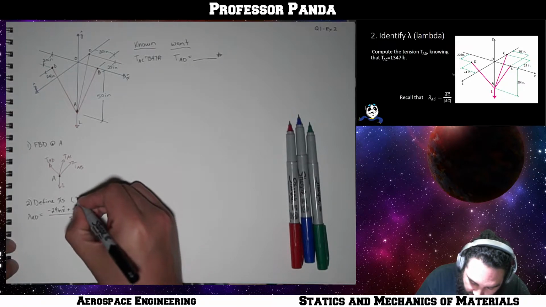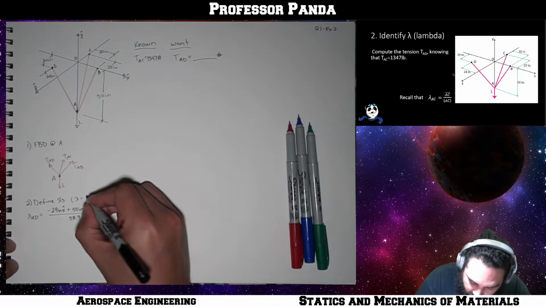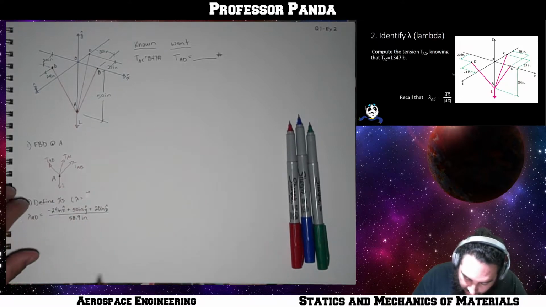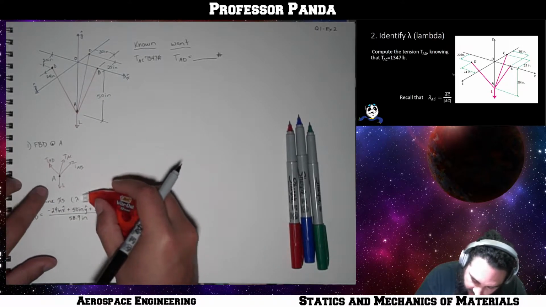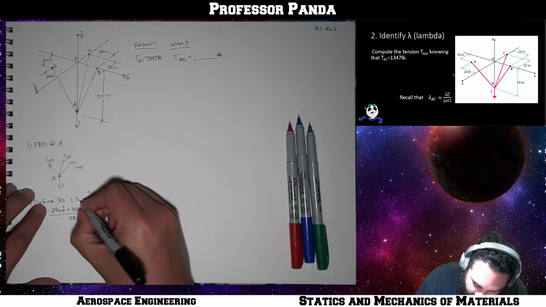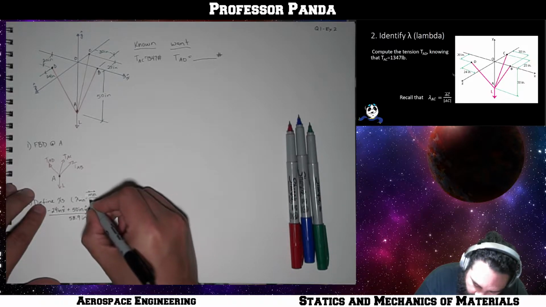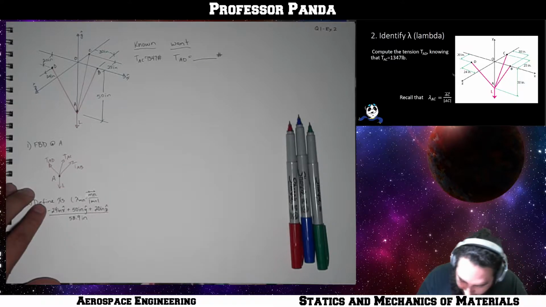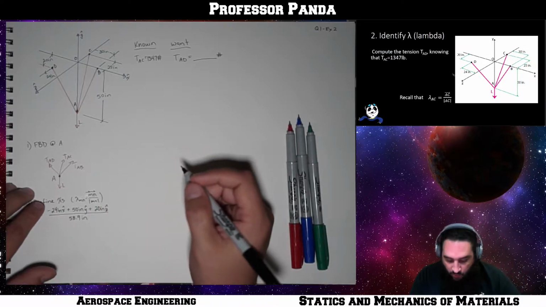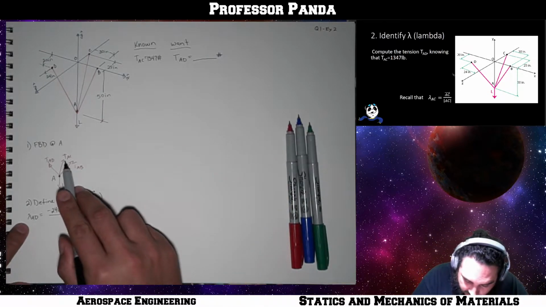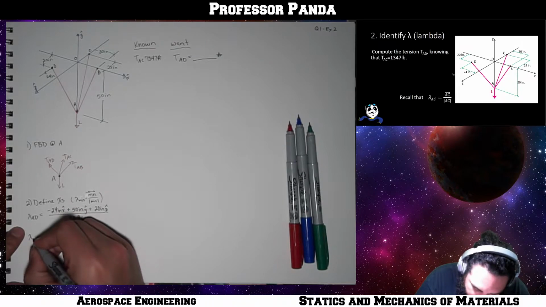And remember that lambda is equal to the vector MN over the magnitude of MN. Okay, just so we're aware of what we're doing. Okay, next we'll move on to lambda AC.